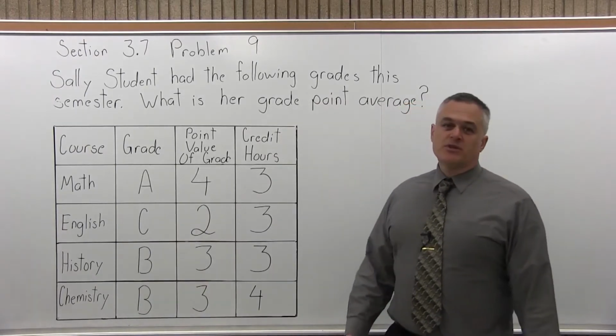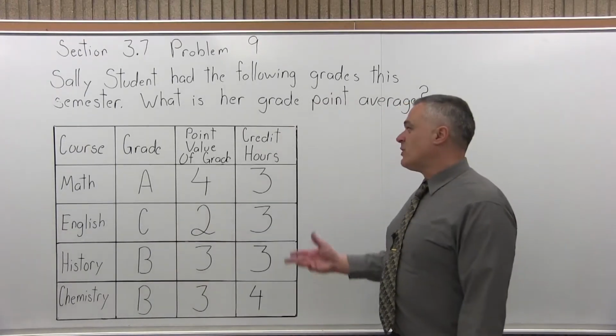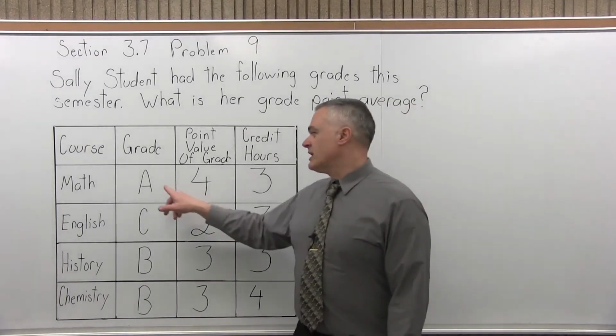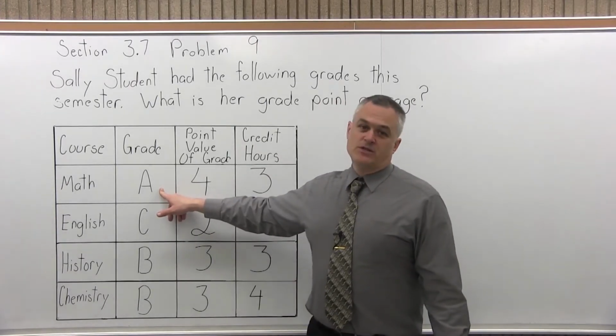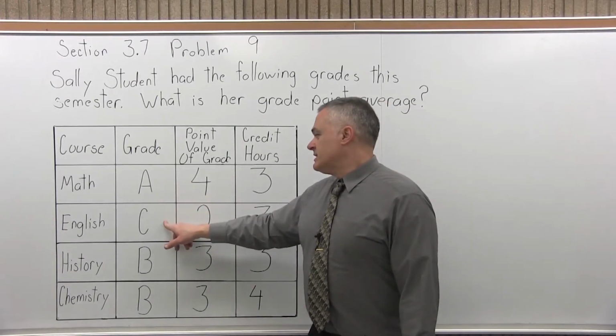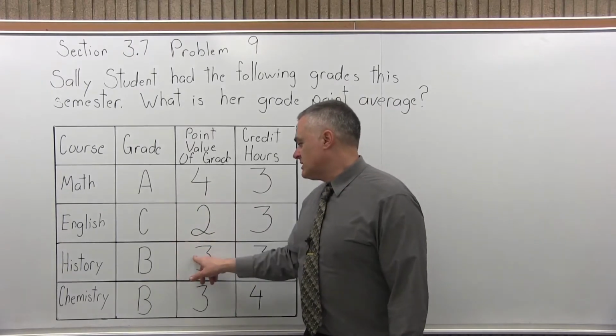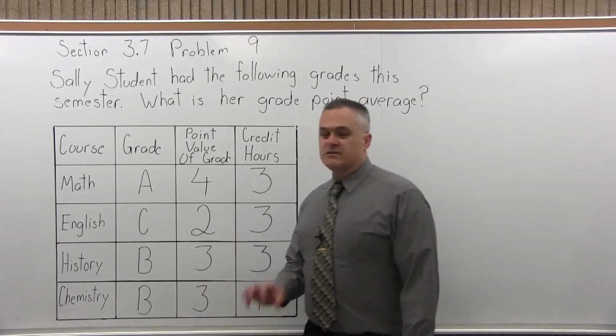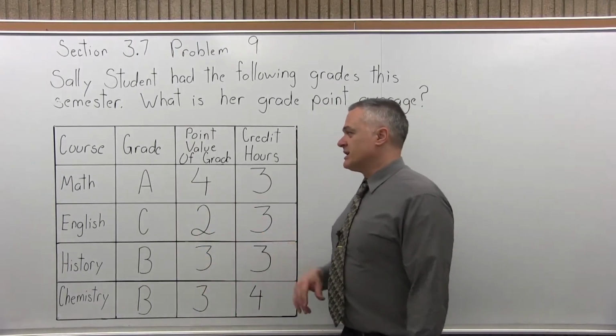So you have to know a couple of things to find the grade point average. First of all, what's the point value for each grade? Well, at most schools, A's are a 4, or 4.0. C's are 2s, B's are 3s, another B. F's, of course, would be 0. Fortunately, I shouldn't get any F's.